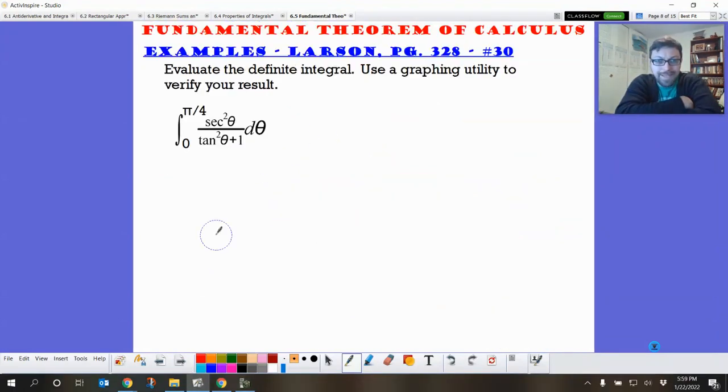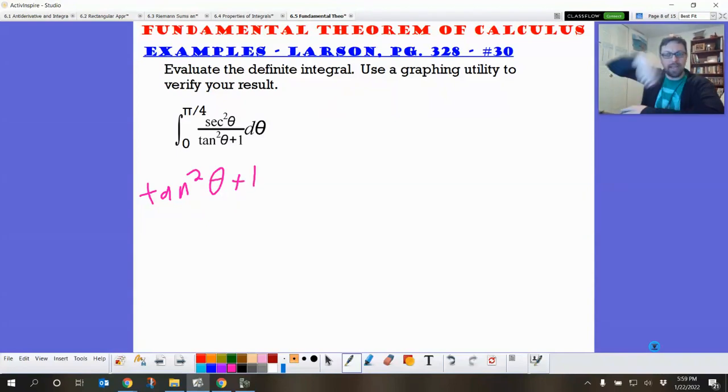So in this problem, I got secant squared over tangent squared plus 1. Oh, man, that's a lot of stuff. But wait a minute. Tangent squared plus 1. That seems like a thing. I wonder if the Larson book has anything to say about that. Let me take a look, because I remember something like a Pythagorean identity. If I turn the page out of my Larson book and check the second page, there's a unit circle.